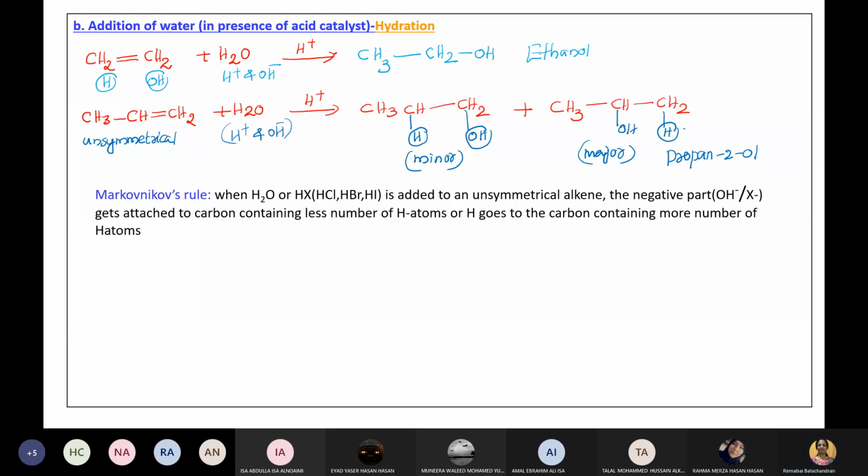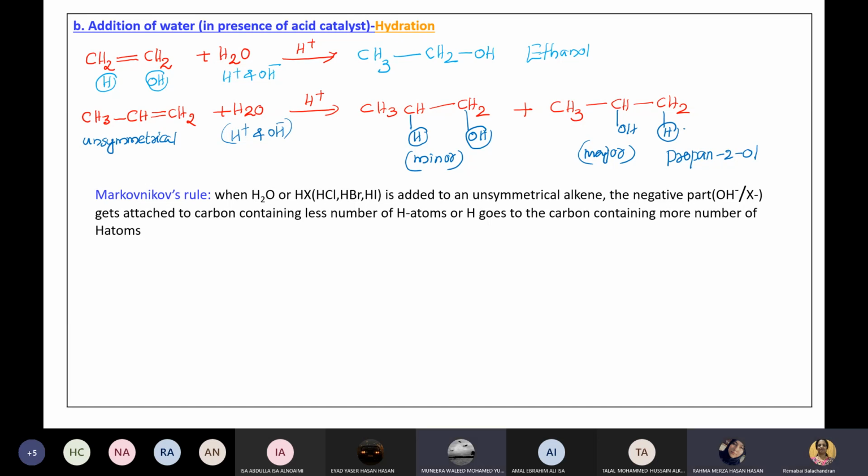This is in accordance with a rule I wrote. This rule is not only applicable for H2O, even HX. HX means HCl aqueous, HBr aqueous, HI aqueous is added to an unsymmetrical alkene. Actually, it is not just for alkene, even for alkyne also. We will do the same rule for alkyne. The negative part, that means the OH minus or X minus in the case of HX, gets attached to the carbon atom containing less number of hydrogen atoms, or hydrogen goes to the carbon atom containing more number of hydrogen atoms. Did you understand, or do you want me to explain?